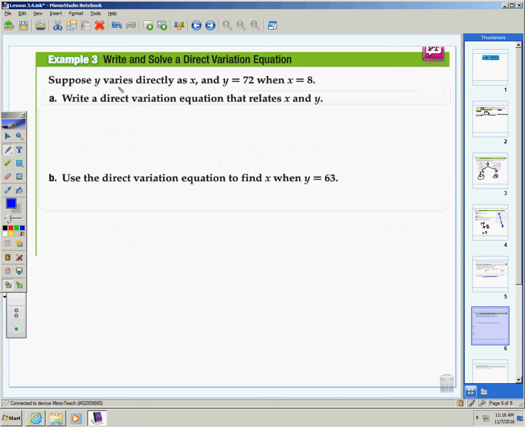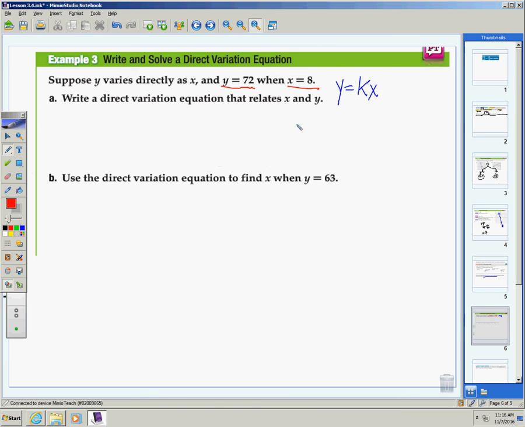So suppose y varies directly as x, right away I know I have direct variation. And y is 72 and x is 8. Well, in order to have direct variation, I know I have y equals k times x. But I don't know what k is. I need to find that. But luckily, they've given me an example of y and x.